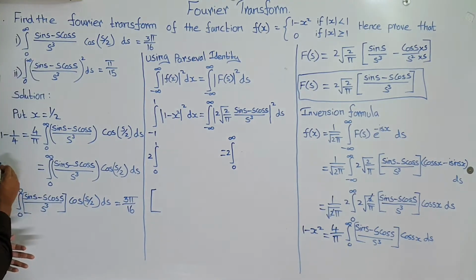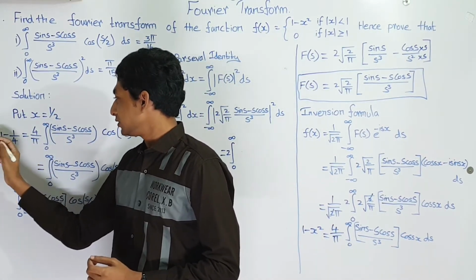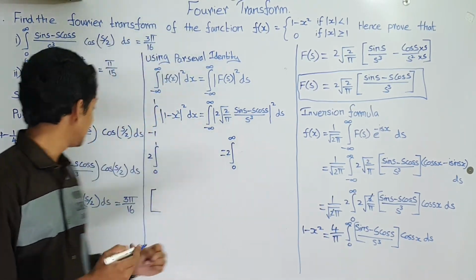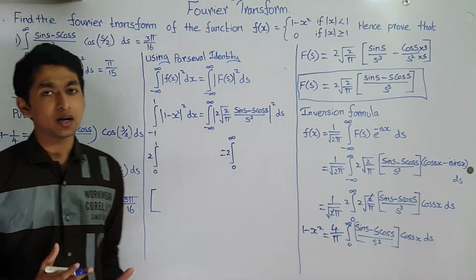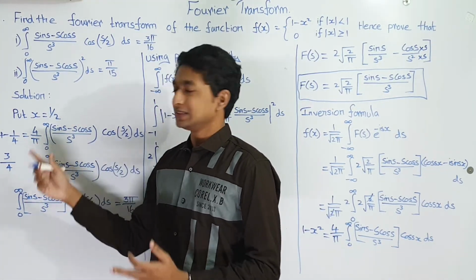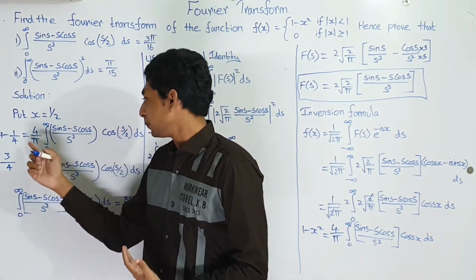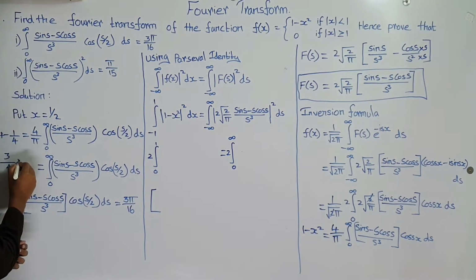So divided by 4. When we put 4, this 4 is multiplied in the numerator, so it becomes 4. So 4 minus 1 becomes 3. So 3 divided by 4. And now here we have 4 divided by pi, which is on the right hand side. If you take it to the left hand side, it goes as a reciprocal, so pi divided by 4. So 3 by 4 into pi divided by 4.